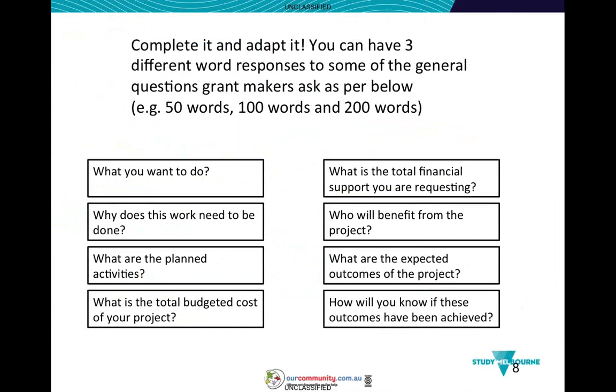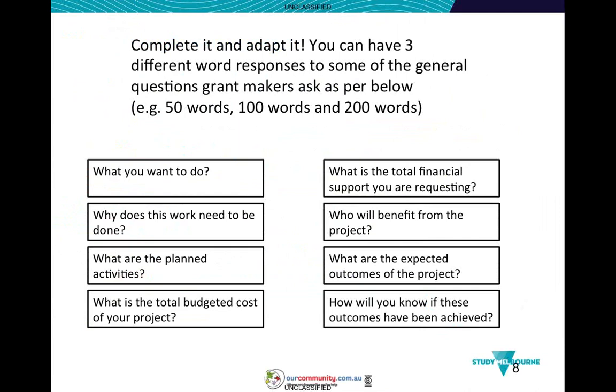The next slide shows 8 key questions, for example, that are very common questions that are asked. And you can use that grants template, develop some responses to some of those questions using different word limits and also put that in the template.